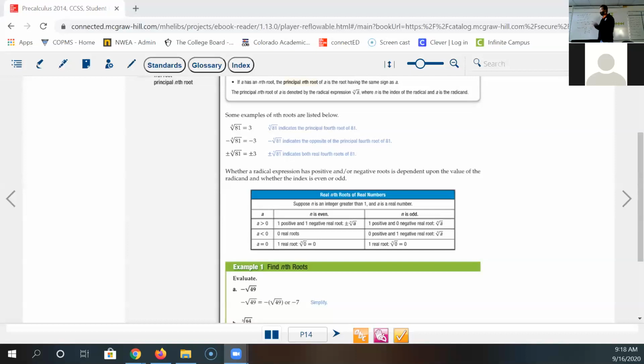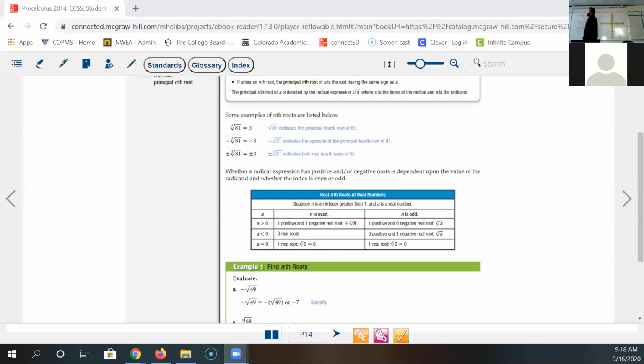And then we would be able to take that and we would get our answer of 3. Okay, so now let's bounce one down. When a is negative, or a is less than 0, you can see if we have an even index, we have 0 real roots. In order to take that root, we would have to use the imaginary unit of i, which isn't real. And remember, in this situation, we're only dealing with real roots.